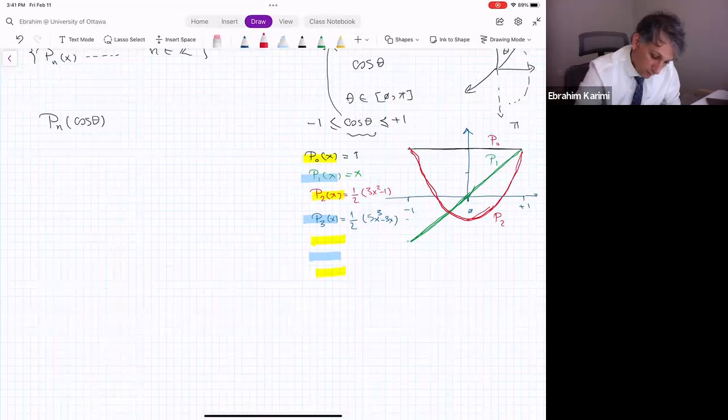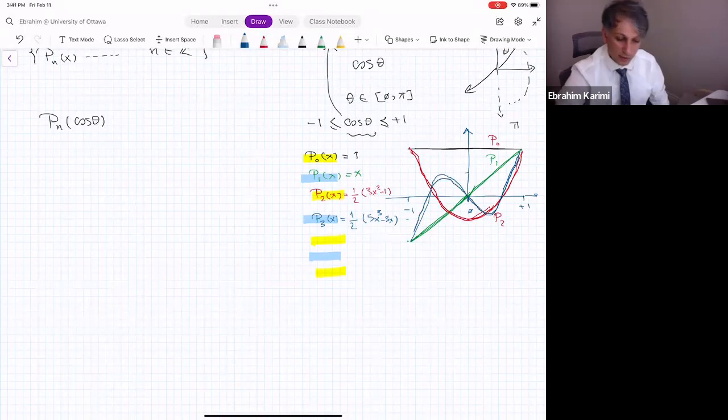And for P3, we expect it to be an odd function. So it starts from -1. I'm looking at the plot just to see what's going on here. It goes here, it passes through 0, because if you put x equal to 0, that will be 0, and then going down and going to 1. So that is the pattern of the plot that you have for P3, essentially.